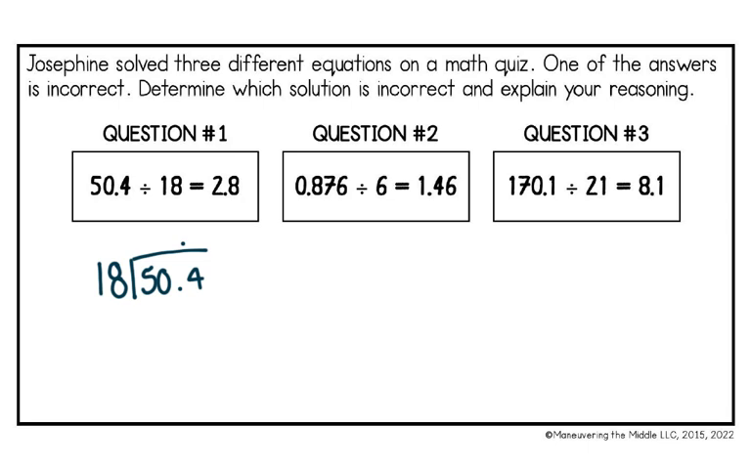18 can't go into 5. It can go into 50. It can go in twice. 2 times 18 is 36. We're going to subtract. 0 minus 6 we can't do, so I'm going to borrow from the 5. It becomes 4. 0 becomes 10. 10 minus 6 is 4. 4 minus 3 is 1. Bring down the 4, and we get 144.